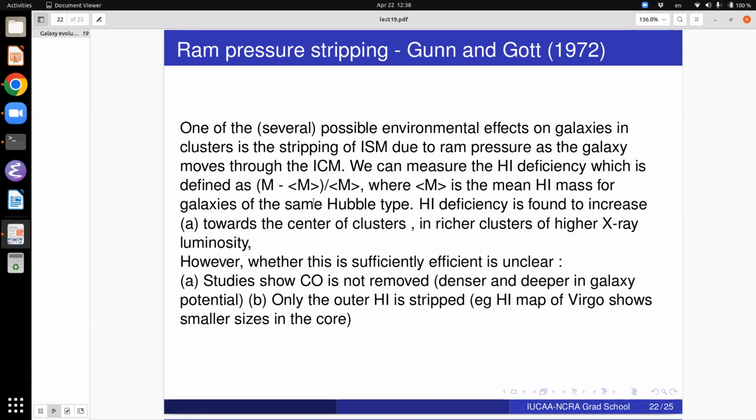Higher X-ray luminosity is usually associated with more massive clusters, with larger clusters.